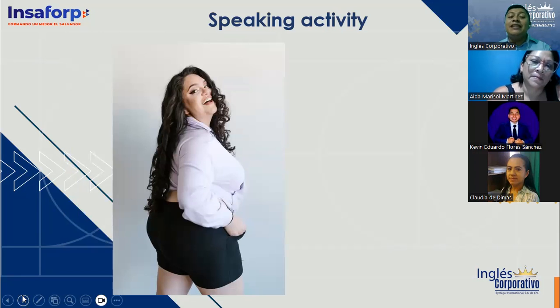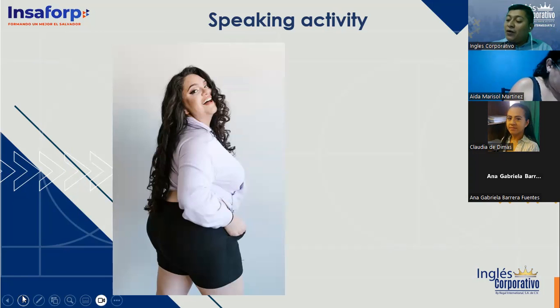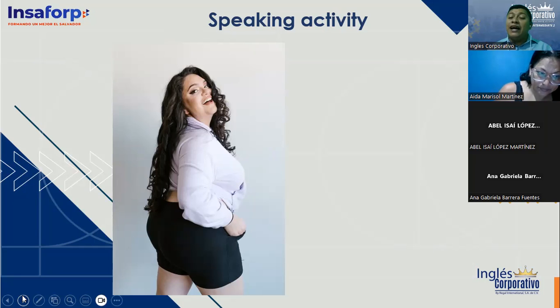Okay, just to finish, can you please tell me sentences describing her? Question number one, what does she look like? Tell me some sentences. She's pretty. Okay, excellent sentence. She is chubby. Okay, excellent. And then, how long is her hair? She has long hair. He has long wavy black hair. Okay, excellent. She has long hair. What color is her hair? She has long black hair.